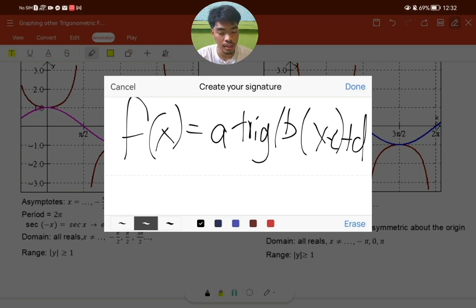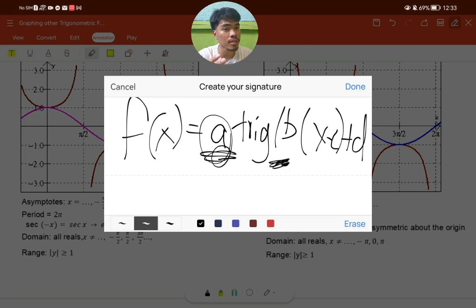This is very important for the graph. So, for example, letter A. Letter A is the vertical dilation. None of these graphs have a maximum or minimum height, so they don't have an amplitude. Instead, it stretches or compresses the graph vertically. If A is negative, it flips the graph upside down.